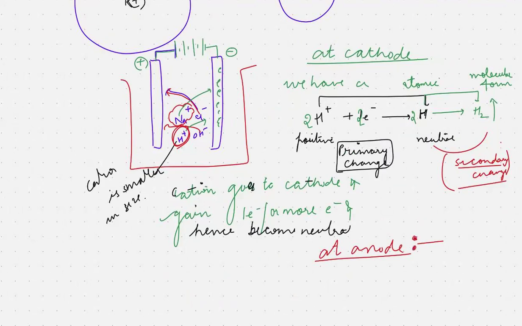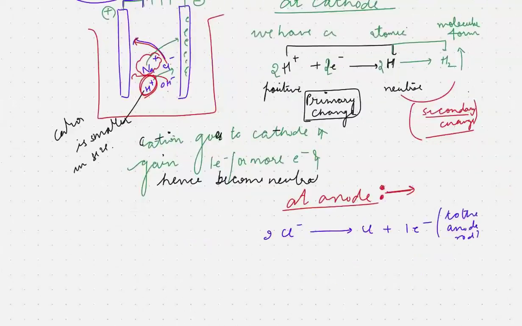Now, what do you mean by anode? Anode is positive. Out of OH negative and Cl negative, Cl negative goes and becomes Cl neutral, and that one extra electron is lost to the anode rod. Am I right or not? Yes. So 2 Cl negative will form 2 Cl neutral plus 2 electrons. Am I right? Yes.